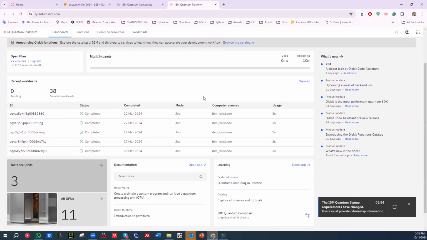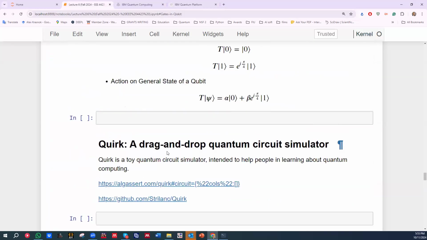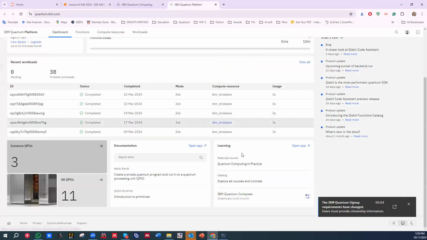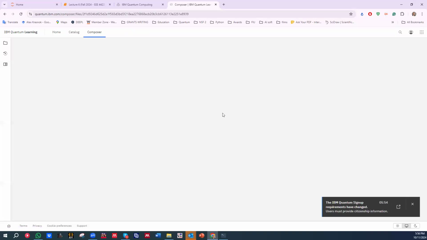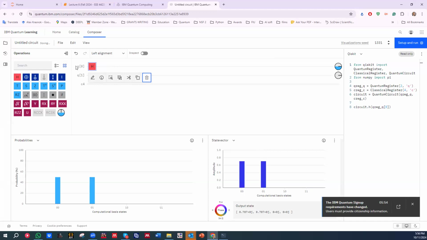All right, so in this platform, we have a capability similar to what's called Quirk. Here we have a similar constructor, called Composer. You run this composer and it leads you to this page. Here, similarly, you start from 2 qubits. Initially, qubit 0 and qubit 1 are in state 0, and then you apply gates like the X gate, and you see it nicely.